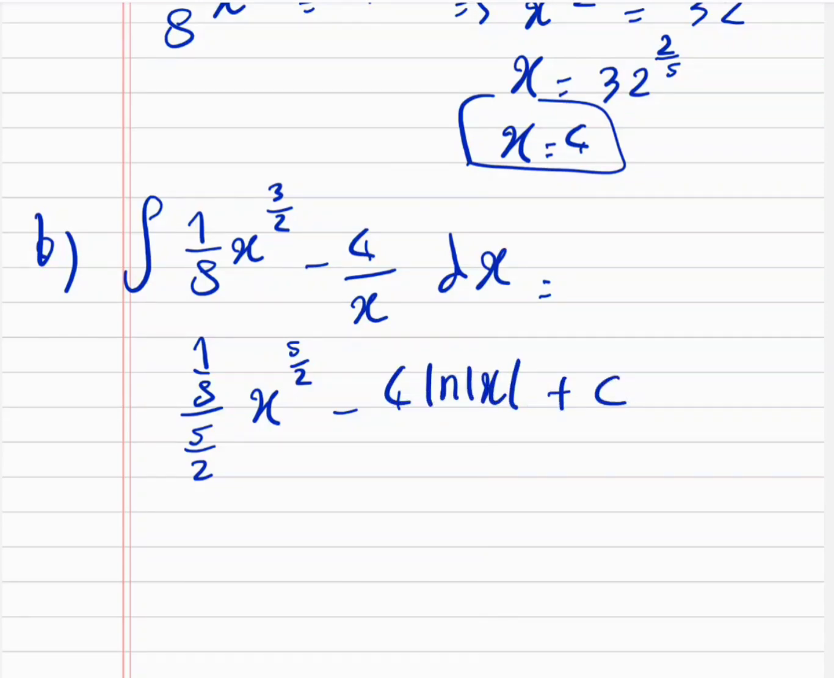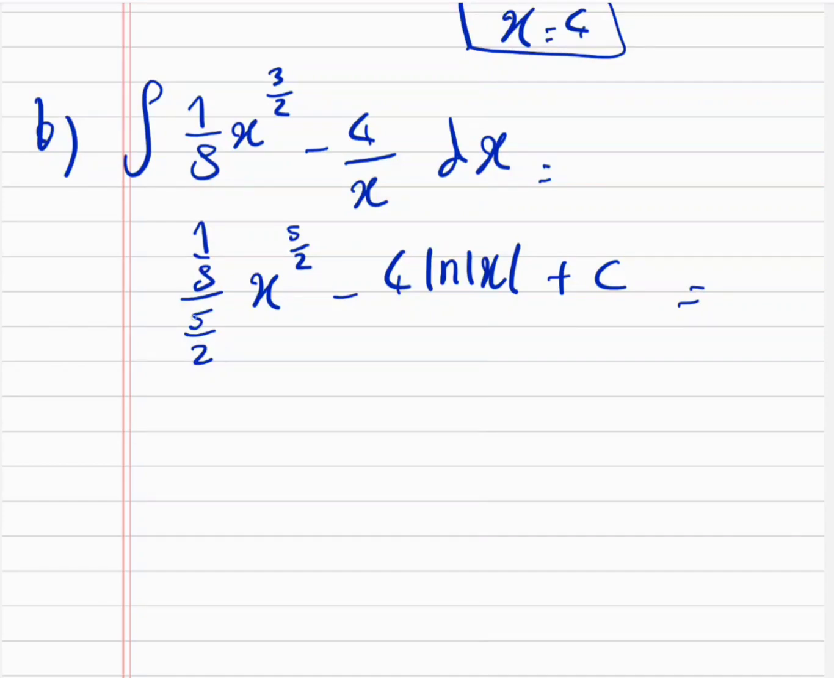That's just because, again, any constant over x, when x is on the denominator, integrates to that constant on the numerator times the ln of that particular thing that we have on the denominator. So in this case, we can simplify this. For this term, we get 2 over 40, or just 1 over 20, of x to the power of 5 over 2 minus 4 ln mod x plus c. And that's simply the integral.